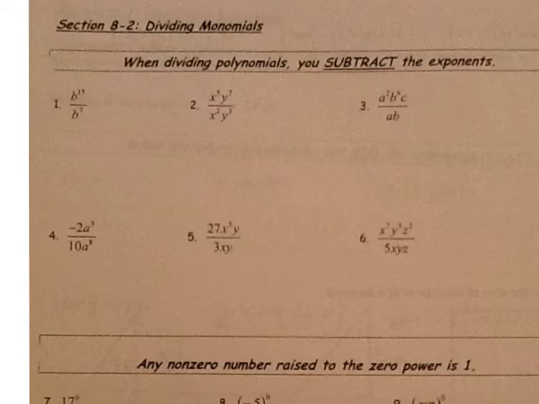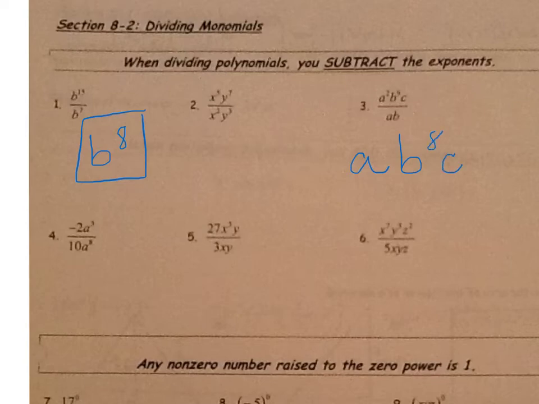Number 1, b to the 5th over b to the 7th. Makes sense, it's going to be b to the 8th. Subtract the two exponents. Alright, we're going to skip number 2. I'll let you guys try that one on your own. Look at number 3, a squared over a. Alright, if you subtract, you just have a left. B to the 9th over b to the 1st, that's going to be b to the 8th. And c doesn't have anything to join, so it's going to be just c for the final answer.